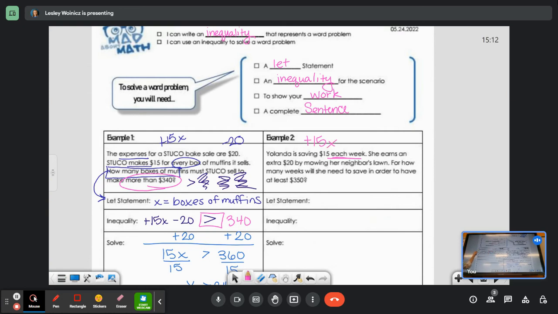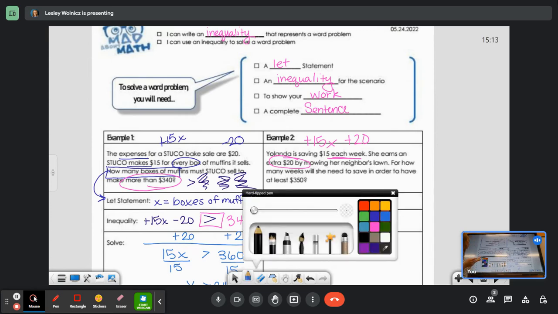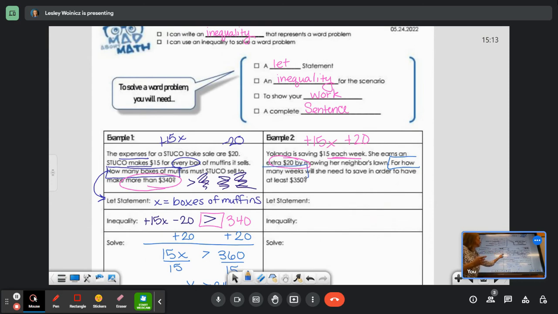Okay, and then she's earning an extra 20 bucks. Is she going to have to pay that out as a cost or an expense, or is that coming in and she's making more money? More money. All right, so plus another 20 bucks. Okay, for how many weeks? Well, there's the question. So what does X have to be? Let X be weeks.